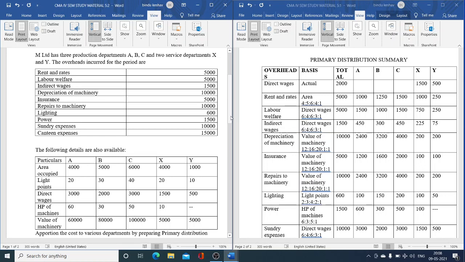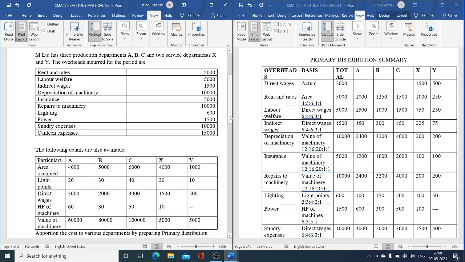The following details are also available. We have information about the area occupied, light points, direct wages, horsepower of machines and value of machines. Now, you are asked to prepare a primary distribution summary and apportion these overheads to the different departments, that is the production departments A, B, C and the service departments X and Y.